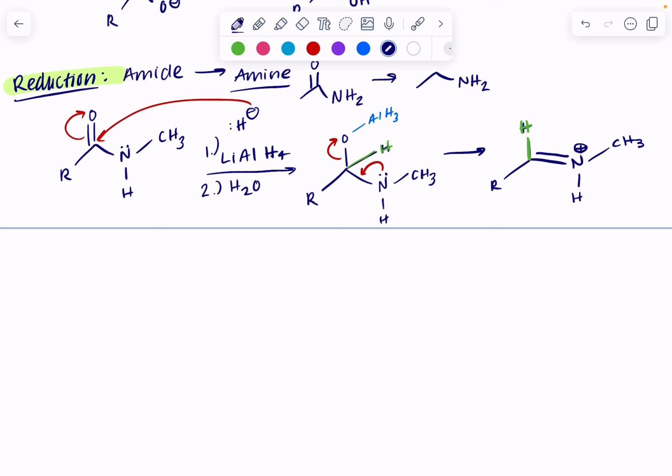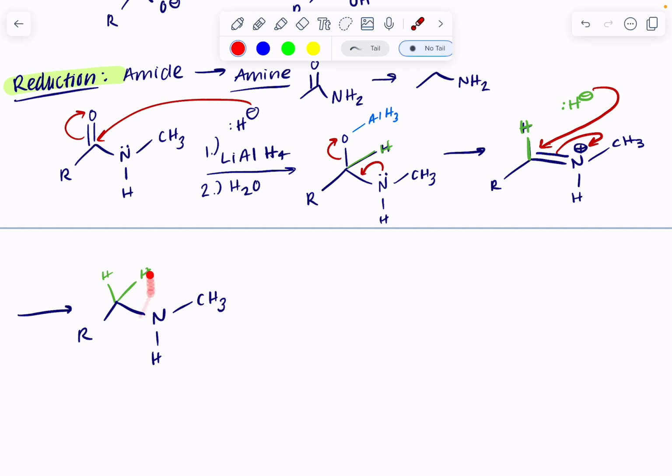We can give those electrons back to the carbon if we add another hydrogen. So lithium aluminum hydride can come in again with another hydrogen, negatively charged, and attack that carbonyl carbon, kicking these electrons back to nitrogen, giving us something that looks like this: now we have a hydrogen here, our R group, and our NHCH3. And so we've neutralized the nitrogen atom. We've gotten rid of our oxygen completely.